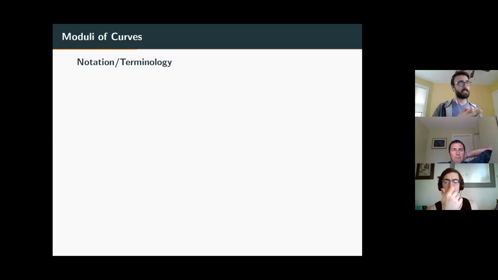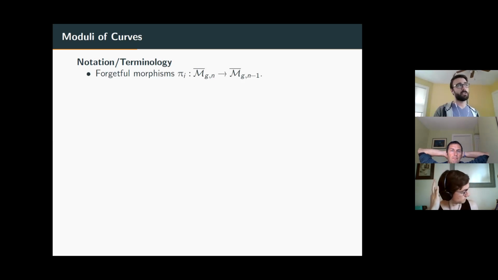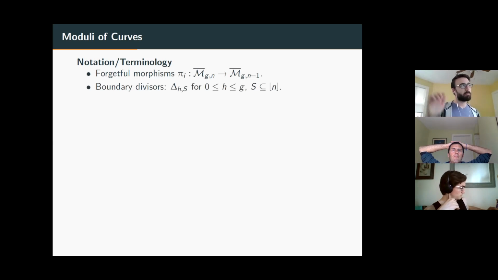First off, we're going to be using the Deligne-Mumford-Knudsen compactification by stable curves. That's M_g,n bar, as usual. And then the only thing I really need to clarify for you is two notational things. One, I'll use forgetful morphisms as usual, pi sub i. We'll forget the ith marked point. And boundary divisors. So I'm going to use this notation where I have delta sub h comma s. h is a number, an integer between 0 and g, and s is some subset of 1 through n to determine my marked points.